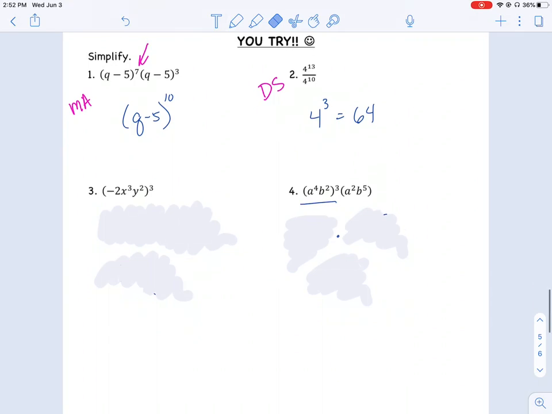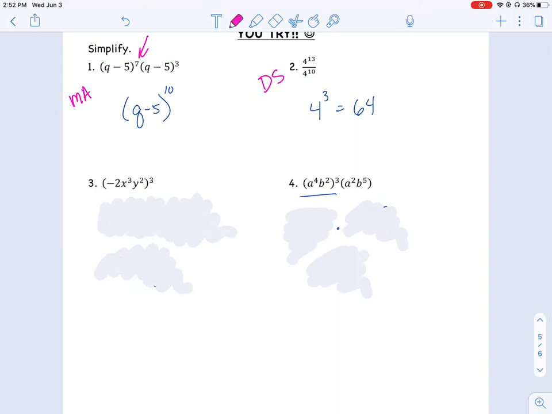All right, look at number 3. Number 3 has a big old chunk. We call it a monomial. It's one term. And we're going to make sure that we cube every single base in that term. So we're going to cube the negative 2. We're going to cube the x cubed, and we're going to cube the y squared. You should end up getting negative 2 cubed as negative 8, x to the 9th, and y to the 6th. Because when we raise to a power, remember, we really multiply the exponents.